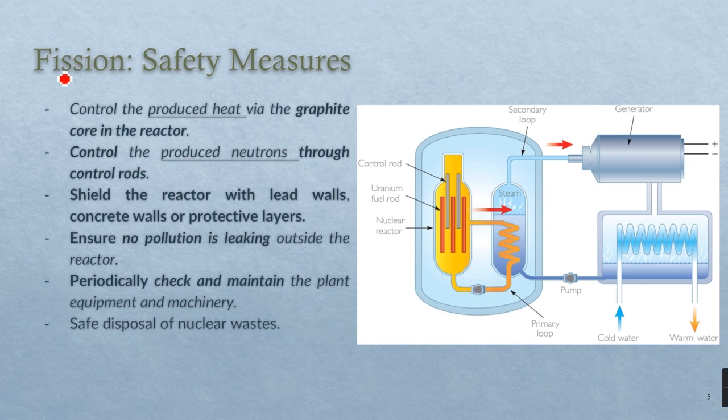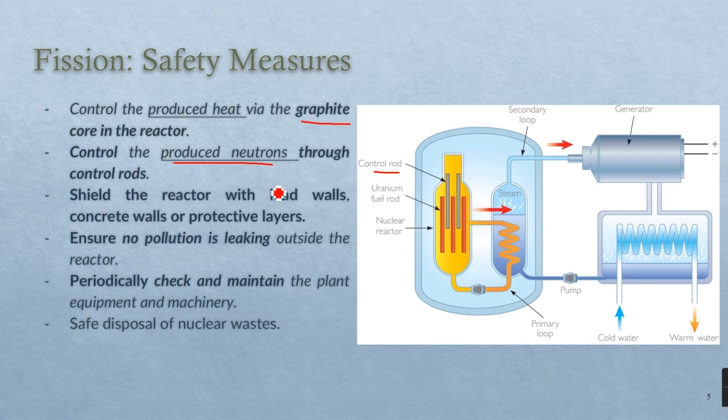We can also talk about some controls and safety measures inside the nuclear reactor. First we said we need to have some control rods. These control rods are made out of graphite, which control the rate of the reaction at which neutrons are produced.